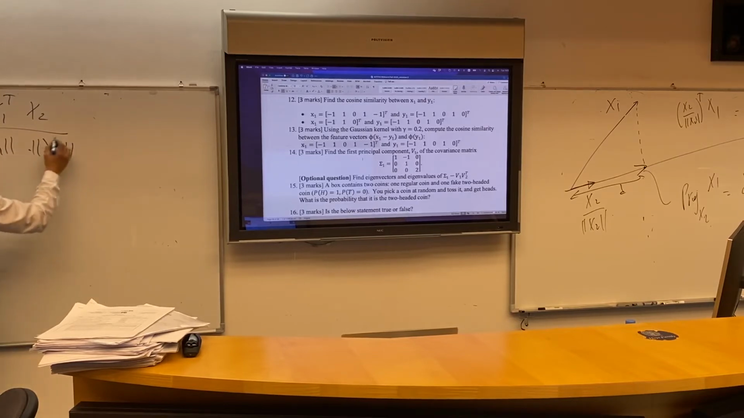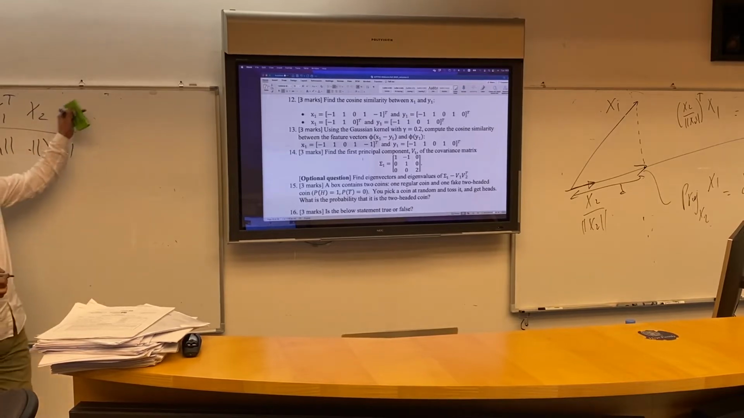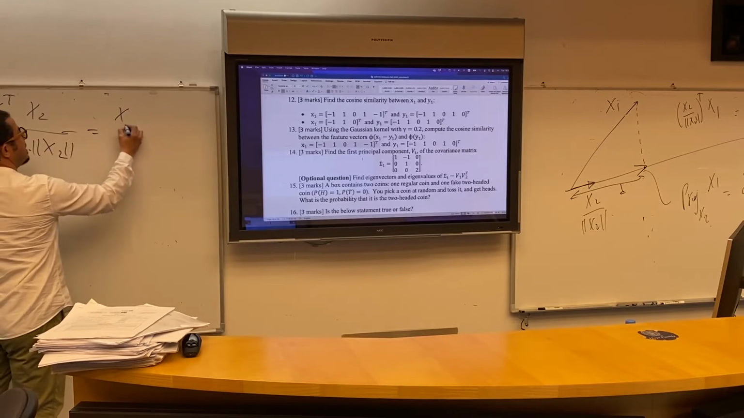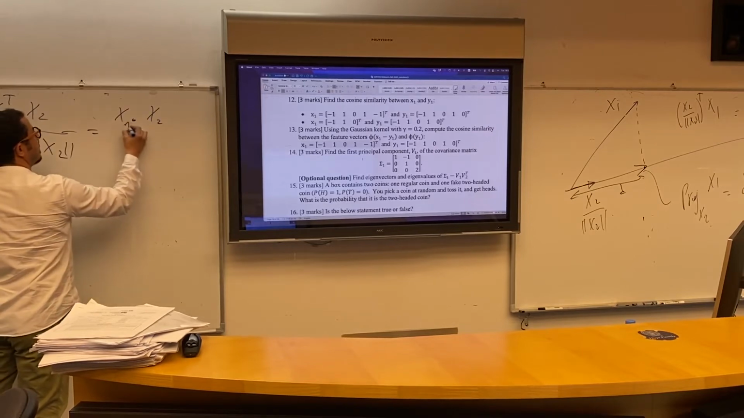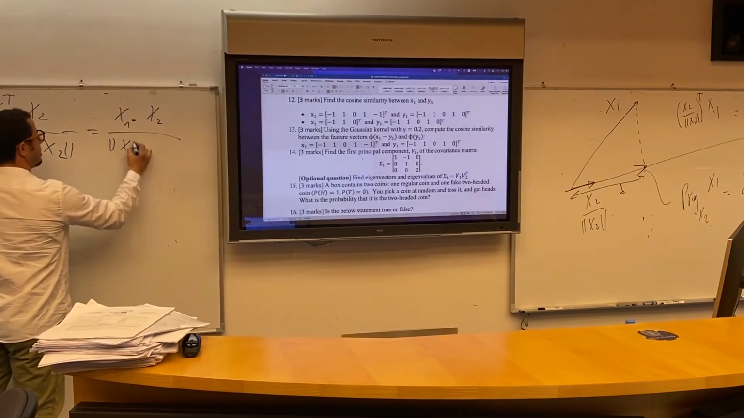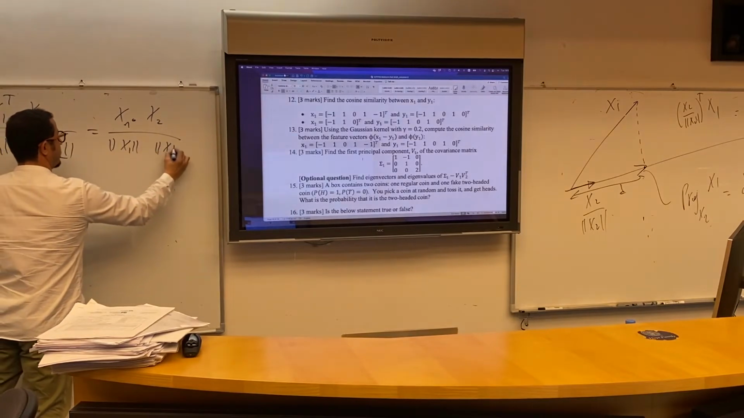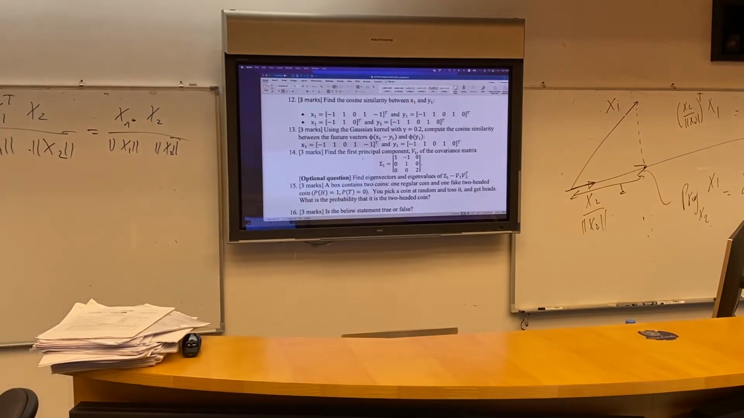Is it correct? Transpose on the second one? Yes. Here, the distance between x1 and x2, we have to define the norm, yes, correct. x1 times x2 means it is like a dot product over the norm of each one. Okay?